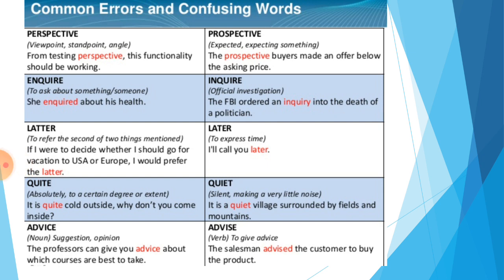Another word is advice. Advice is a noun, and its meaning is suggestion or opinion. Example, the professors can give you advice about which courses are best to take. And advise is a verb, to give advice. The salesman advised the customer to buy the product. It is a verb.